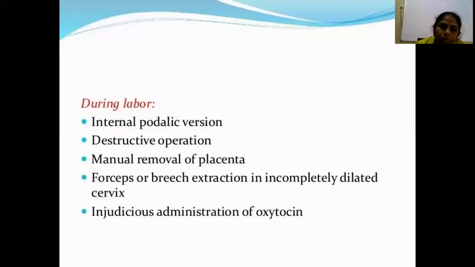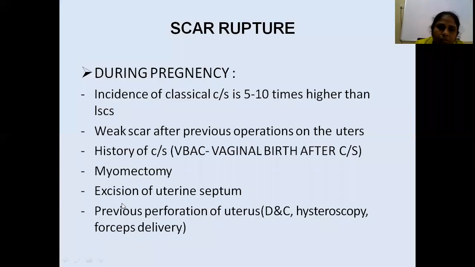During labor, it can occur with internal podalic version. This is also internal podalic version. Usually in case of twins, you may try it, and destructive operations may lead to a rupture of the uterus. In manual removal of the placenta, the baby comes and the placenta doesn't come out, then you put a hand inside the uterus and try to manually remove it. That also may lead to a rupture of the uterus. And breech extraction, forceps extraction, excessive use of oxytocin.